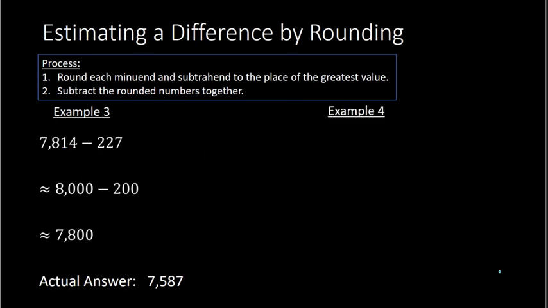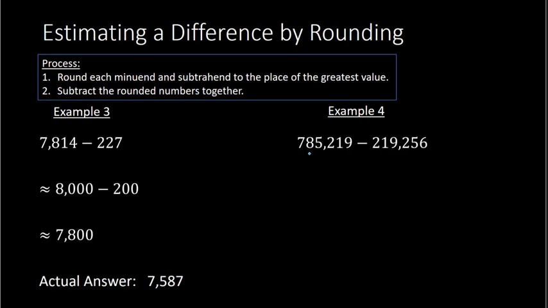Okay, let's try another example. Here we have 785,219 minus 219,256. So to round, I'm going to round to the greatest place value because it is not specified otherwise.